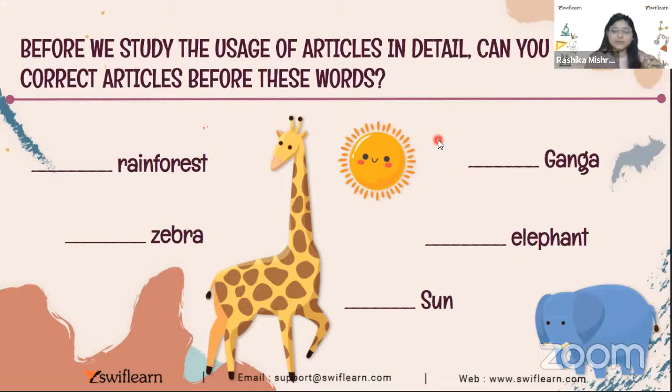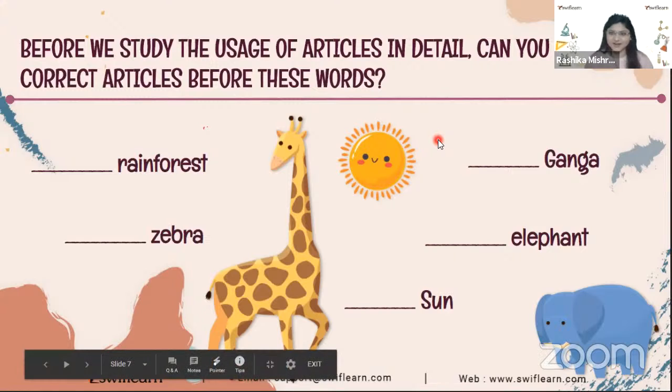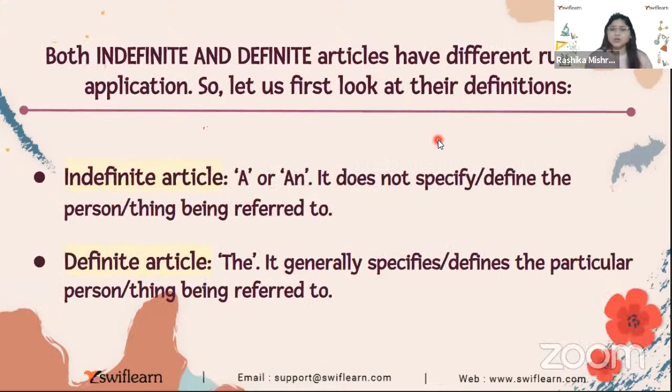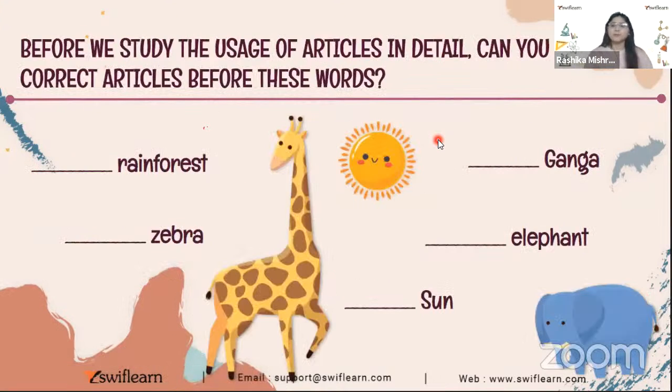Now, zebra. What will be the suitable article here? Zebra. Exactly, a zebra, because zebra is an animal, and here we are talking about only one zebra. That is why we have used a here. Now Ganga. We always use the article the before Ganga. Why? Because here we are talking about a particular river, and the river is Ganga. That is why we will put the before it.